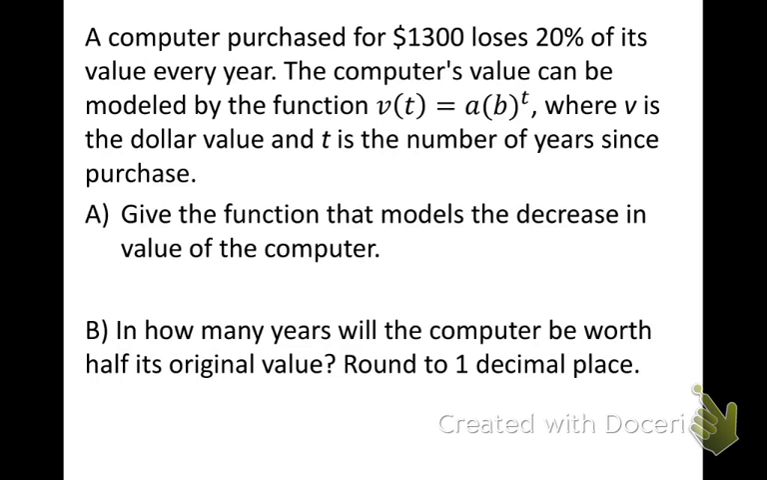Okay, now, we previously looked at an application problem and I kind of left you guys hanging and I said, oh, you can't do it yet. Okay? Let's see one. It's not the exact same one, but it's similar where we're going to be able to solve it now. It says a computer purchased for $1,300 loses 20% of its value every year. The computer's value can be modeled by the function v of t equals a times b to the t, where v is the dollar value and t is the number of years since purchase. Give the function that models the decrease in value of the computer.